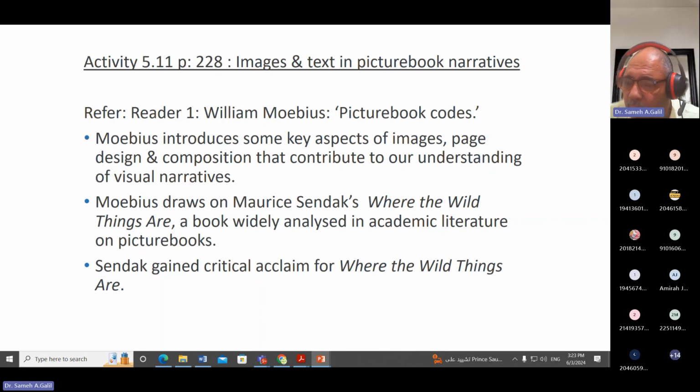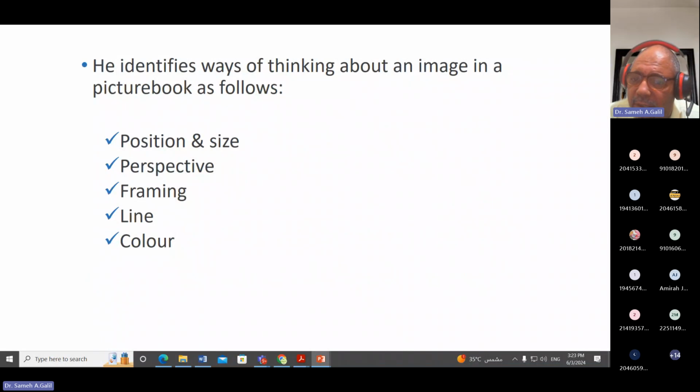So he has a very interesting chapter called Picture Book Codes, where he gives us a great deal of tools that we can use in analyzing a text or a picture book, where he talks about the aspects of the images, like page design and composition. He takes as his case study Maurice Sendak's Where the Wild Things Are, which is obviously a picture book. And he analyzes it, he breaks it down to its basic components, and he applies this idea of multimodality to it. So these are the areas that he focuses his attention on every time he approaches a picture book. So the position and the size, the perspective, the framing, the line, and of course the color or colors.